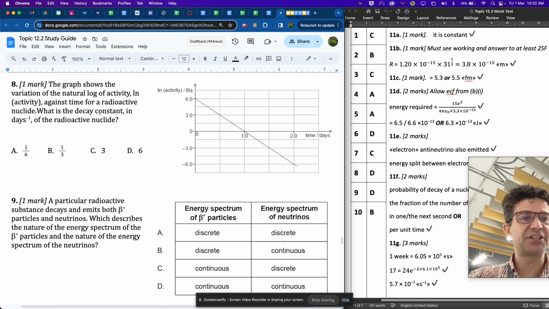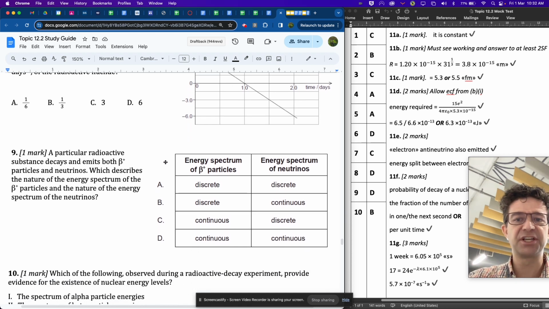8, the graph shows the variation in the natural log of activity versus the time for a radioactive nuclide. The decay constant in days. So the relationship that we have here is that the natural log of the activity is going to scale as the decay constant, or 1 over the decay constant. It's going to scale as 1 over the decay constant. So we have our 1 day, the activity goes down by a factor of 10 to the 6. So that's showing us that the decay constant is 6. Sorry, it'd be a lot easier if I could write this equation on the board, but we don't have it there.